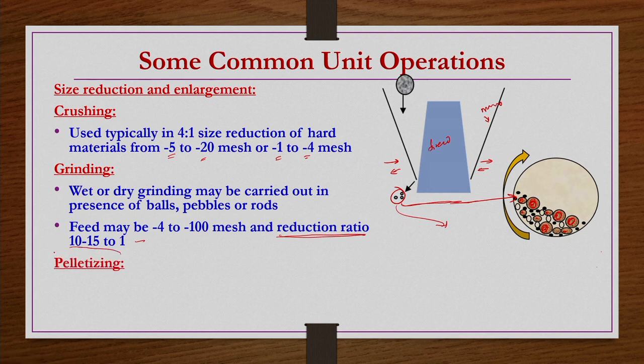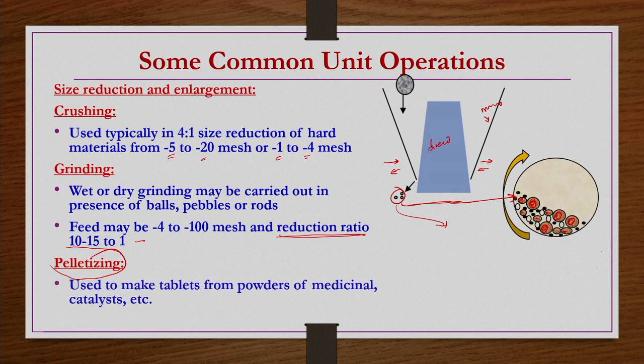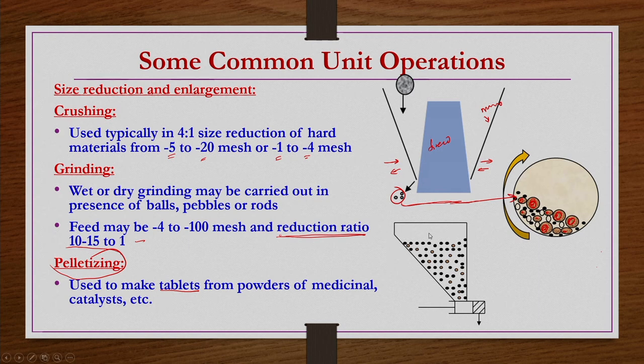Pelletizing is a size enlargement process, right? There are different types of operations for size enlargement. We are seeing one of them here. Usually they are used to make tablets from powders of medicinals and catalysts, etc. So here you take the material which you want to pelletize. These may be very fine particles from these mills also. From crushing and grinding, in ultra fine grinding, you may have very, very fine particles, and you cannot throw them away, let us say, because they may have some important value like catalyst, etc.